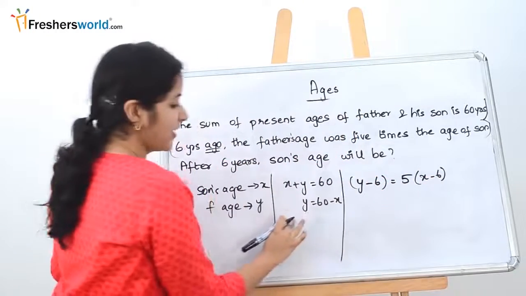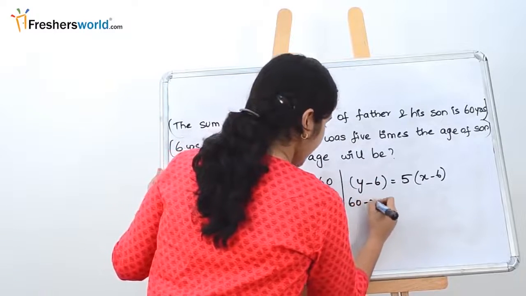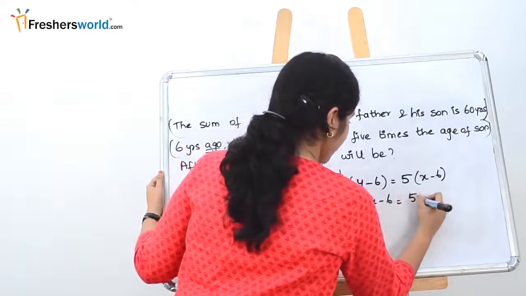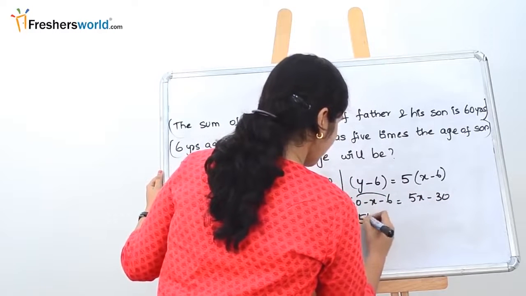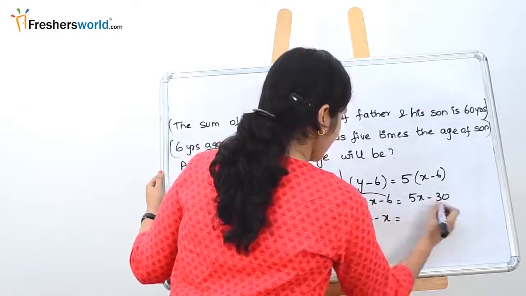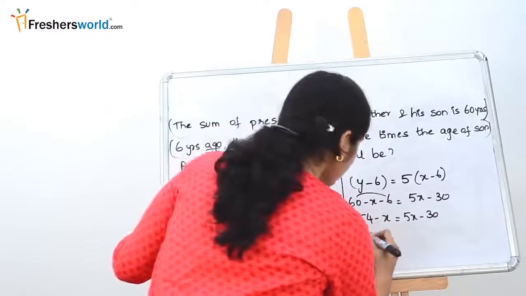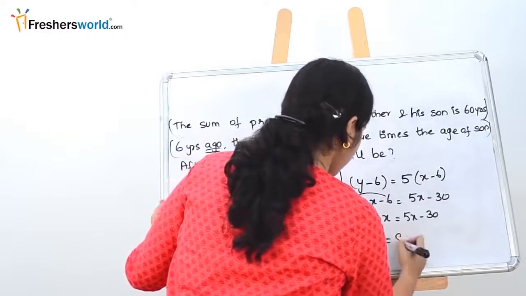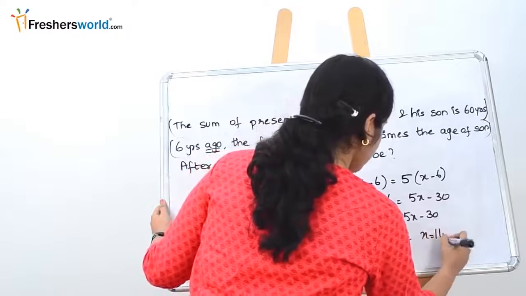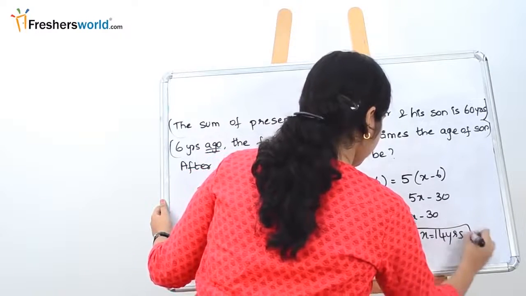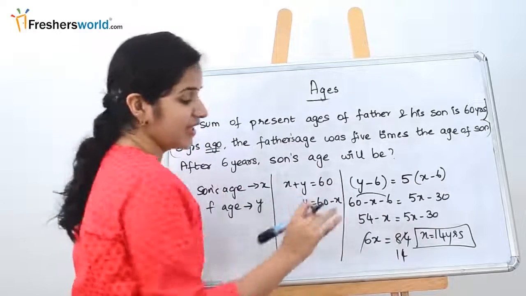So we know that y is equal to 60 minus x. Substitute it here. 60 minus x minus 6 is equal to 5 times x minus 6, which is 5x minus 30. So 60 minus 6 is 54 minus x is equal to 5x minus 30. So 6x is equal to 84. 6 fourteens are 84. So x is equal to 14 years. x is nothing but the son's age. So the son's age is 14 years.